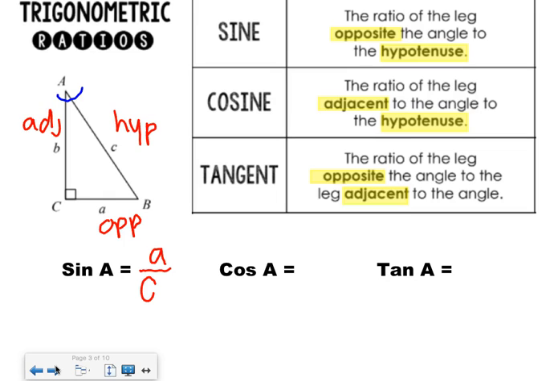Okay, cosine is your adjacent over hypotenuse. So what is the adjacent leg? B over C. And then tangent is opposite over adjacent. So what's our opposite leg? What's our adjacent? Over B. That's all we're doing today, is you're just going to be writing ratios like that.